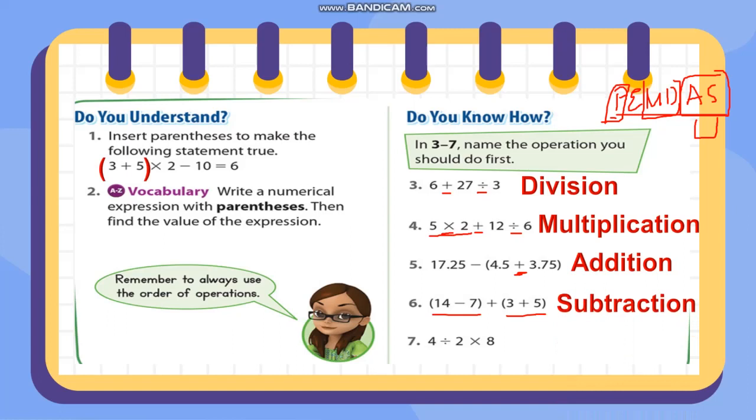Next, number 7. 4 divided by 2 multiplied by 8. So we have division and we have multiplication. So we need to apply the rule of multiplication and division, the order of operation. As I told you, if there is a multiplication and division in one given expression, you need to find out which comes first from left to right. So here, the division comes first. That's why the operation that you should do first is division.